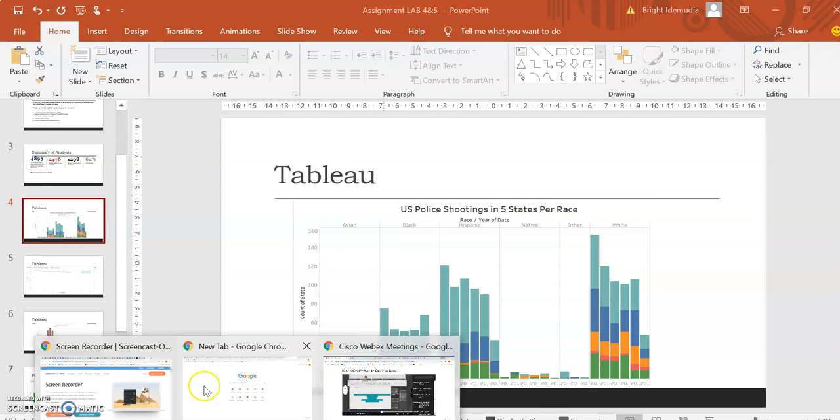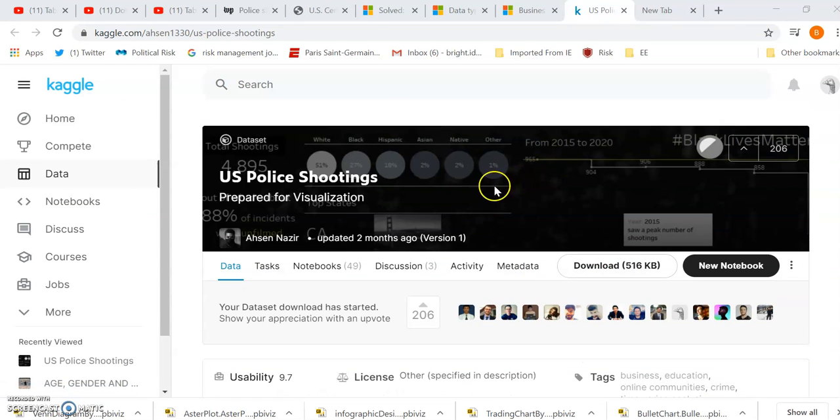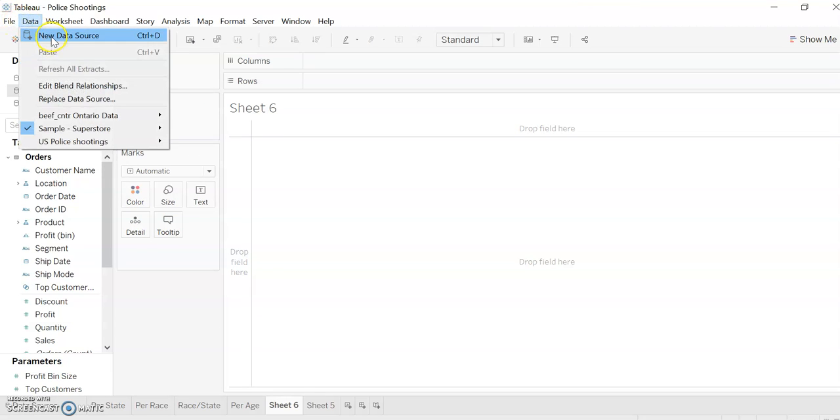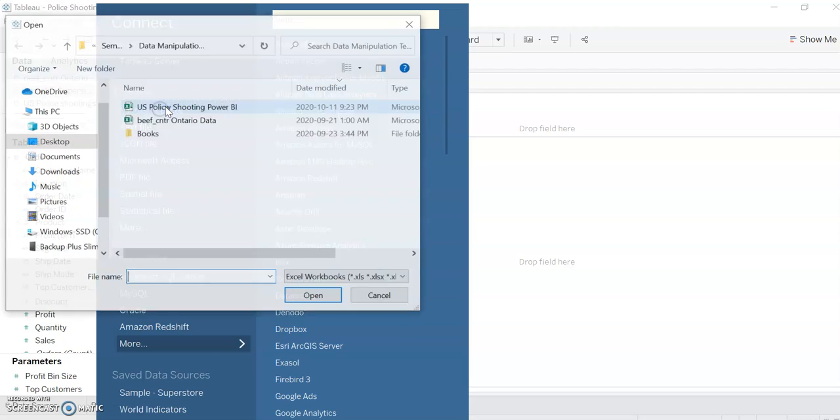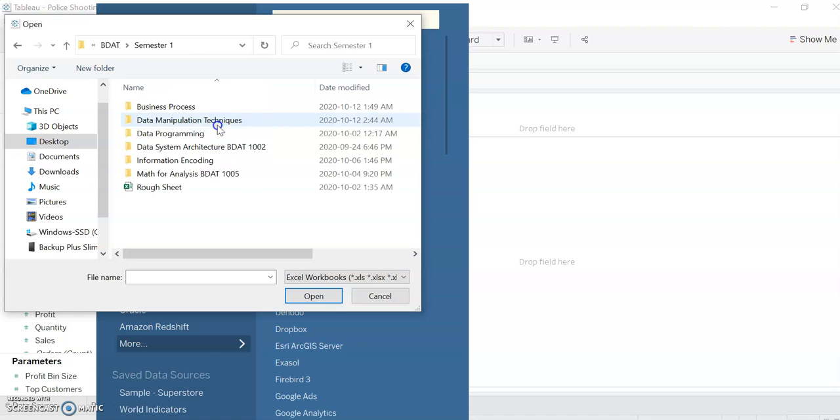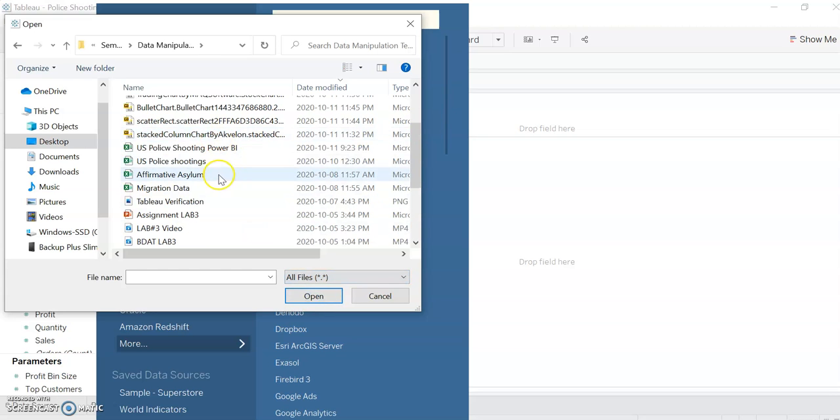So starting from how I got my data, I got my data from Kaggle. So like you see, US police shooting, I downloaded this, I saved it into my file, and then went straight to Tableau. What I did from there was I came to data, and then uploaded the data set through this place. I went straight to my folder where I had saved this, and if you look, I used the CSV file here, which gave me this particular one.